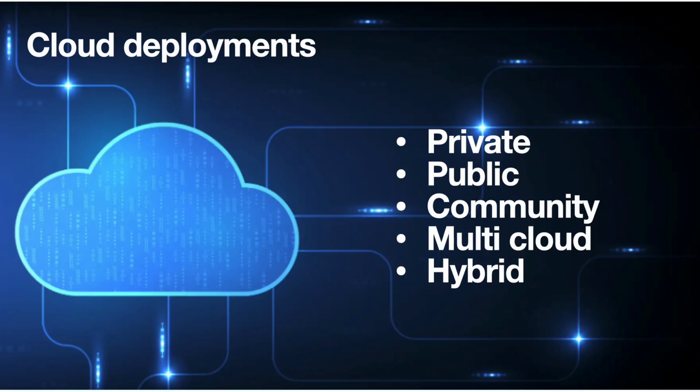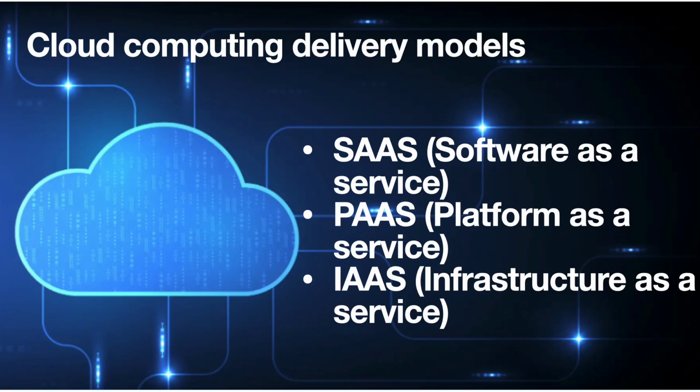Cloud comes in five deployment models, which are private, public, community, multi-cloud and hybrid. We are going to read about this in later parts of the videos. It also has three delivery models: SaaS, software as a service, PaaS, platform as a service, and IaaS, that is infrastructure as a service.